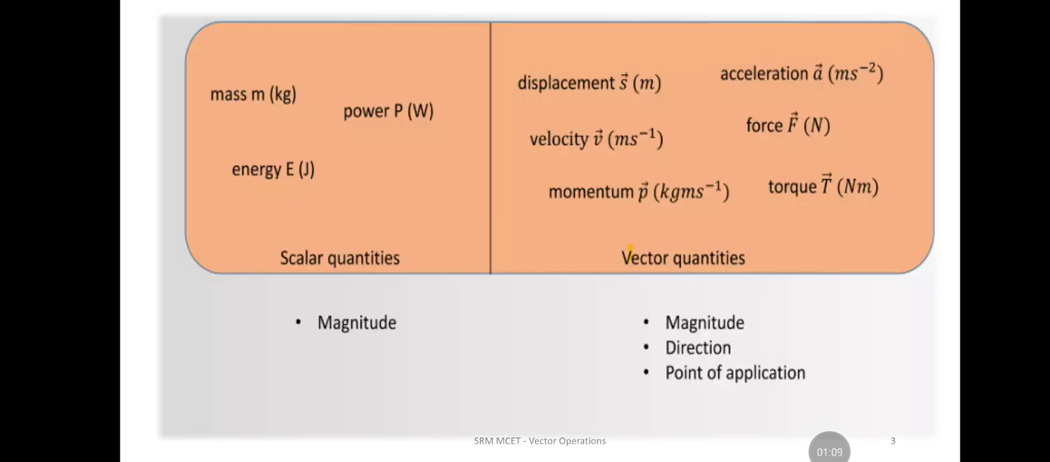So to continue, here on the left side you have scalar quantities, and on the right you have the vector quantities. Mass, power, energy, these all fall under the category of scalar quantities, and vector quantities will follow a direction along with their magnitude. So displacement has a magnitude as well as direction. Acceleration, velocity, force, momentum, torque, these are all examples of vector quantities.